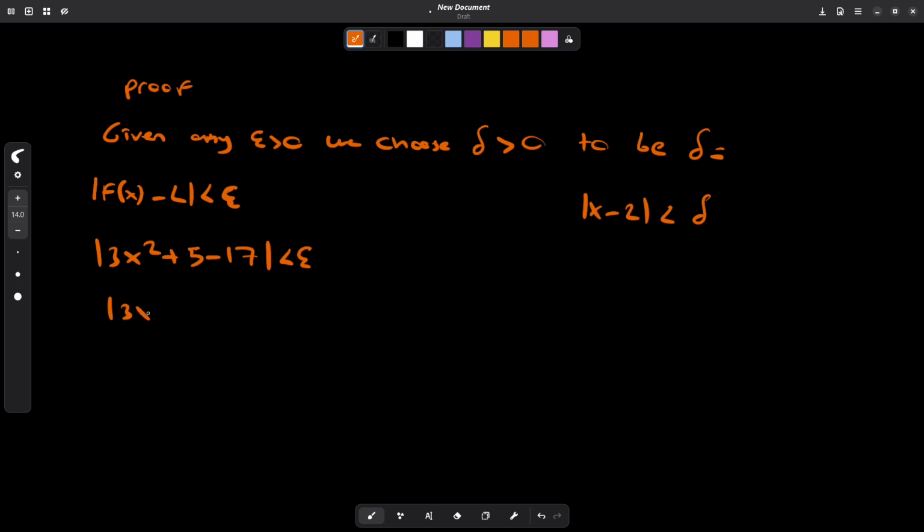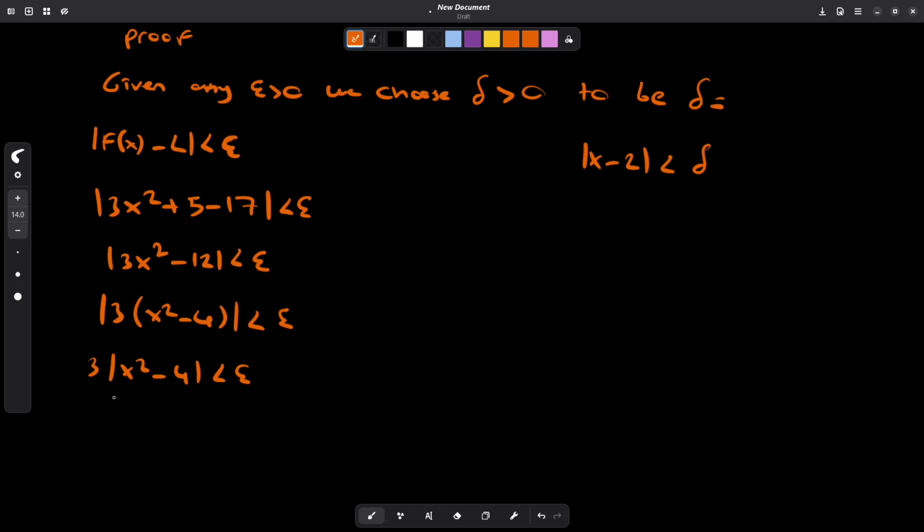Now I try to simplify this. 3x squared plus 15 minus 17 minus 12 is less than epsilon. And if I factor out the 3, the absolute value of 3 times (x squared minus 4) is, of course, less than epsilon. 3 times the absolute value of x squared minus 4 is less than epsilon. And this gives me 3 times the absolute value of x minus 2 times the absolute value of x plus 2 is less than epsilon.